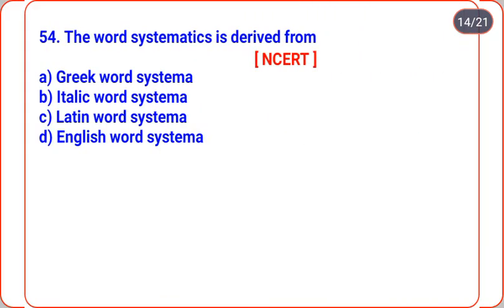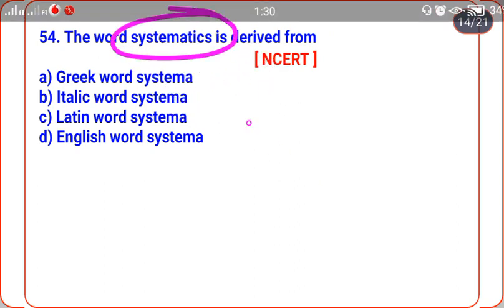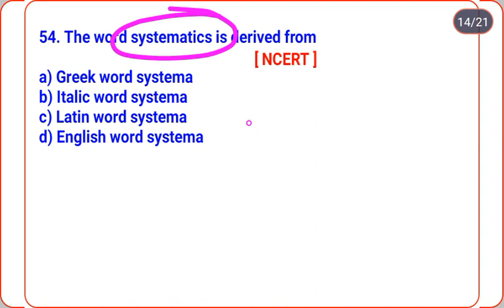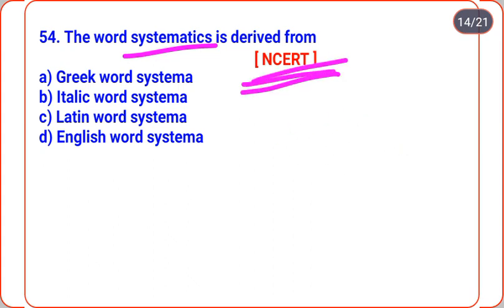Next, question number 54. The word systematic is derived from. NCERT. Okay, option A, Greek word systema; option B, Italic word systema; option C, Latin word systema; option D, English word systema. Very important question.